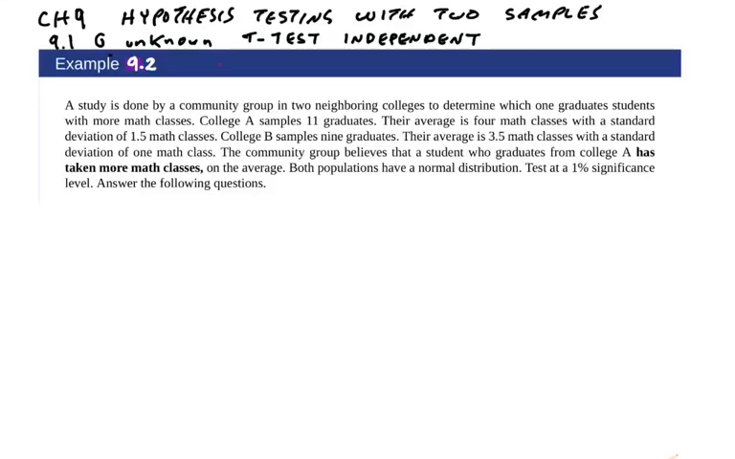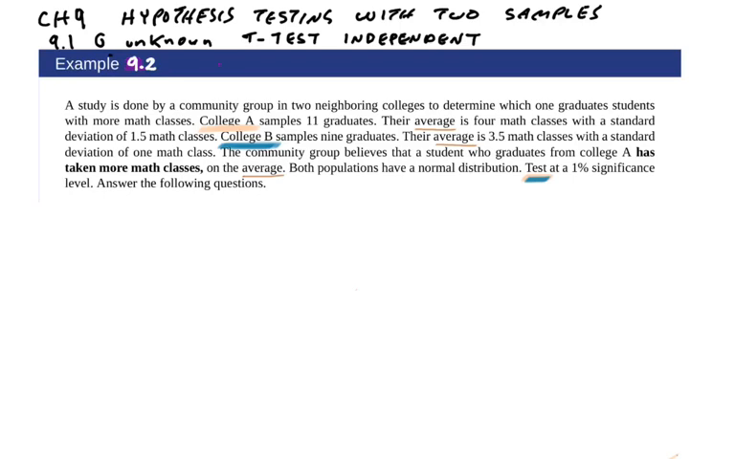Okay, so here we're going to talk about the 2-sample t-test. This is independent, where the two samples aren't related somehow, and our sigma is unknown. First off, we know we're doing a test, and we're comparing two different things now, college A and college B.